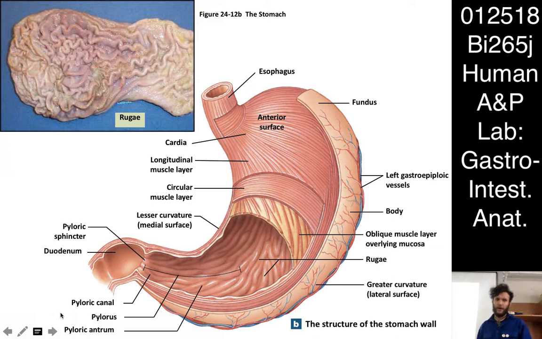All right, the stomach. Look at that ugly thing up there. That is a stomach that has been turned inside out, so that we can see the rugae. These rugae are the ridges, the big ridges that you would see on the inside of the stomach. Has anybody ever had tripe? I'm from Detroit.